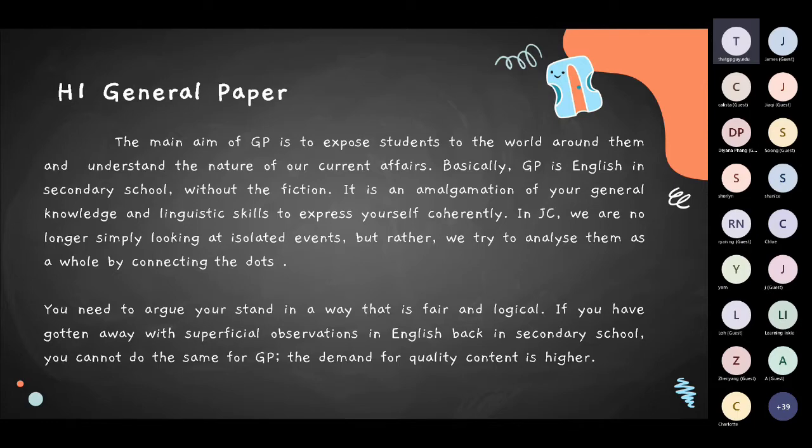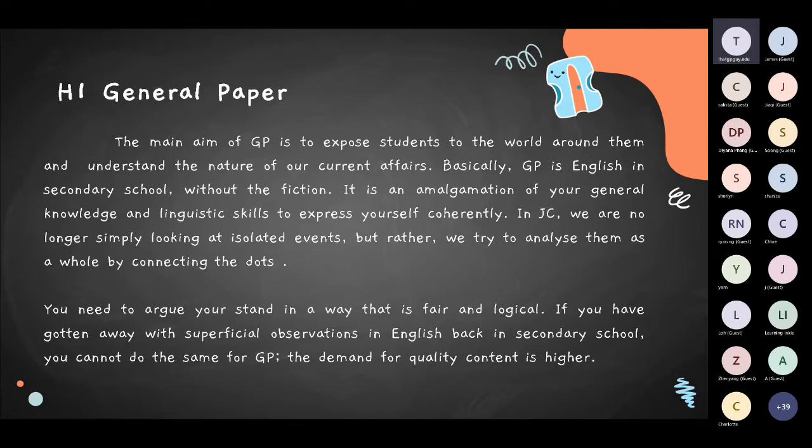The last sentence of the first paragraph says that we're supposed to connect the individual events as a whole by connecting the dots. Over time in JC, you realize that a lot of times in lessons, your teachers will be doing mind maps or huge diagrams and charts to try to link the ideas, because they want to inspire you to be able to think broadly and see the similarities and differences across different issues.